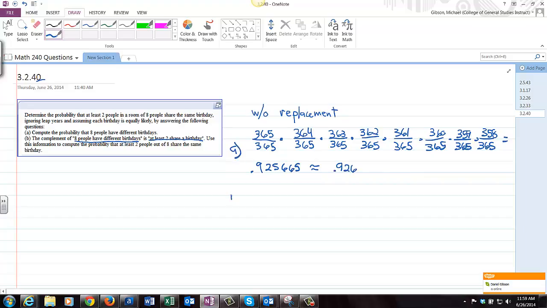So that's part A. Part B then says the complement of 8 people have different birthdays is at least 2 share a birthday. Use this information to compute the probability that at least 2 people out of 8 share the same birthday. Remember, the probability of the complement is 1 minus the probability of, if you will, the original. Alright? So this is 1 minus 0.926 equals 0.074. And that is it for this one.